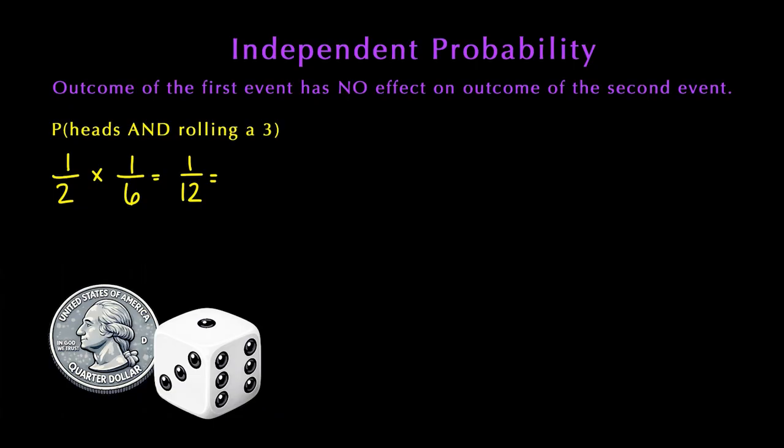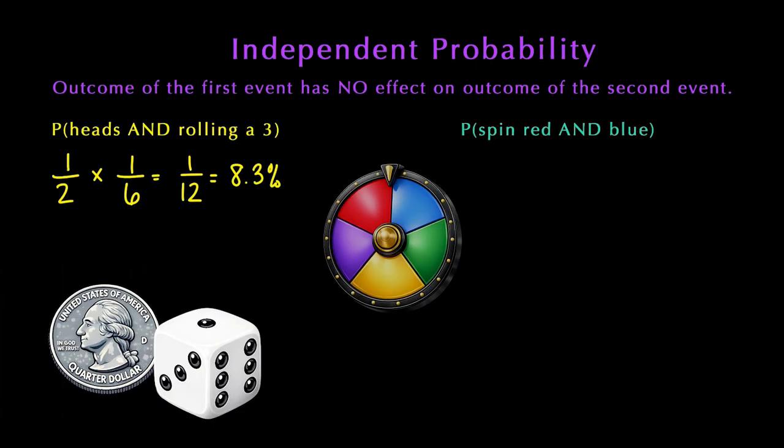That's only going to be 8.3%. So that's a very small percentage, which means this is highly unlikely that I'm going to actually flip a heads and roll a 3. The reason this is an independent probability is because rolling a die does not affect flipping a coin in any way.